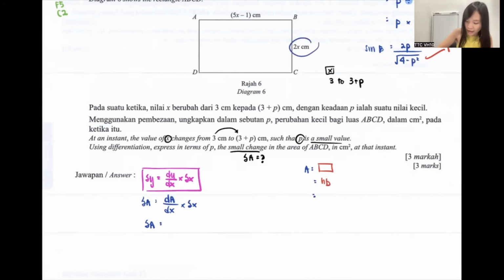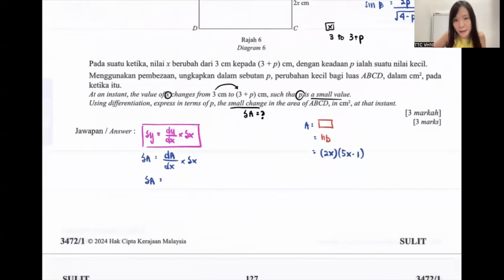So what's my height now? Isn't it my height now is 2x? What's my base now? Isn't it my base now is 5x minus 1? Therefore, it's just 2x times 5x minus 1. So let me open a bracket. So 10x squared minus 2x. Okay, guys, this is my area equation.